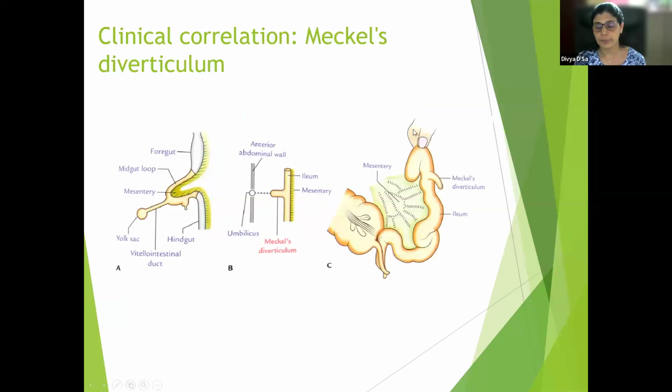Coming to the applied aspects. For the yolk sac, you need to write about Meckel's diverticulum. What is Meckel's diverticulum? The stalk of the tertiary yolk sac is connected to the midgut by the vitellointestinal duct. Usually this gets obliterated and disappears, but sometimes a portion of it remains. The proximal part near the midgut remains, and it forms the Meckel's diverticulum.